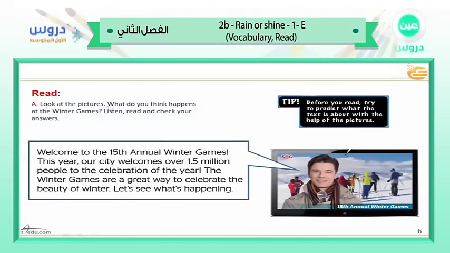Look at the pictures. What do you think happens at the winter games? Listen, read, and check your answers. At first, we want to look at the pictures, but first, we have a small tip here. Before reading, try to predict what the text is about with the help of the pictures. So we want to look at the pictures and know what's happening. This is the first picture. What do you think is happening?